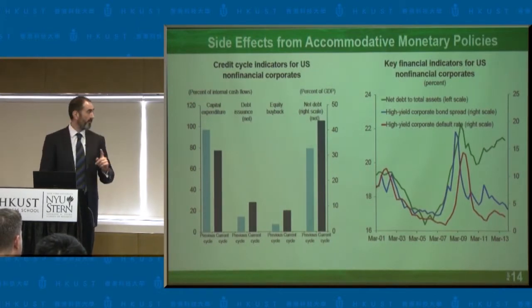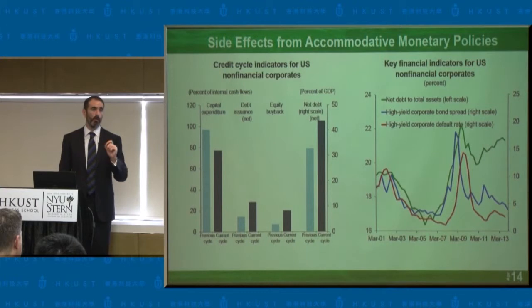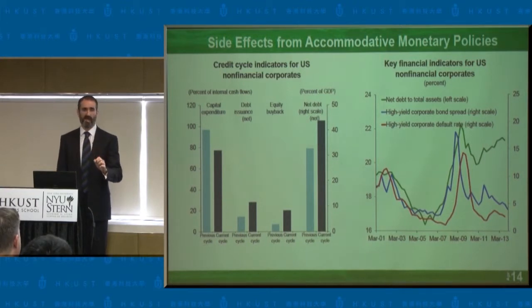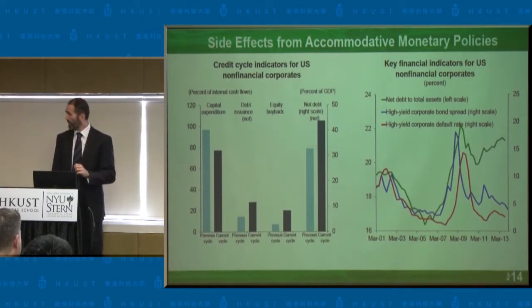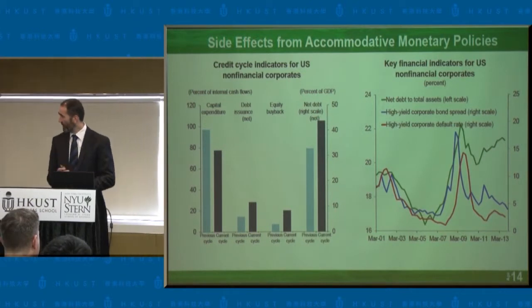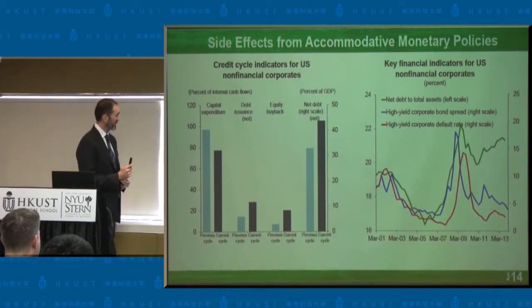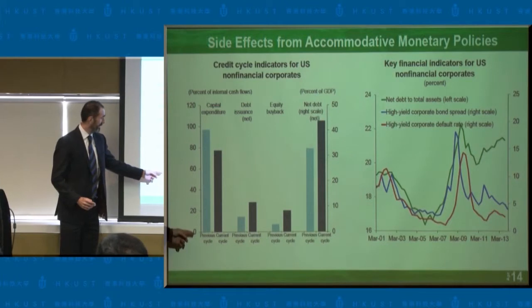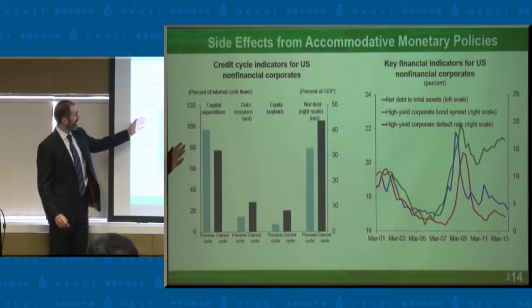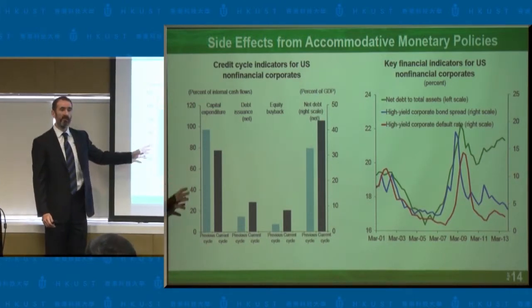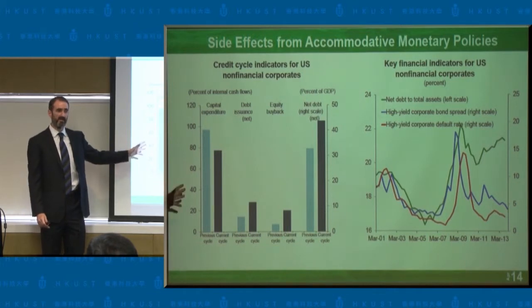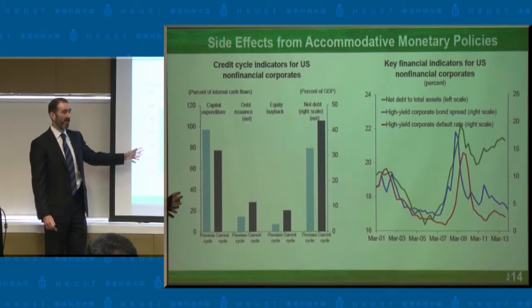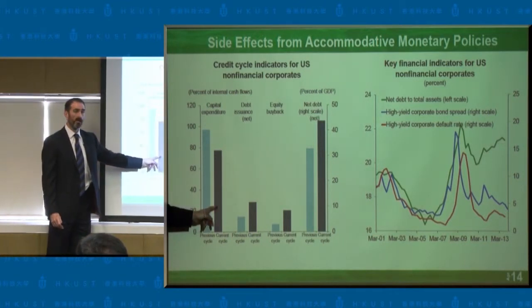What's perhaps even more interesting, though, is on the corporate debt side. This is where we've seen a lot of action in the US. So here we have a chart which shows quite a lot of information, actually. This is some indicators for the non-financial corporate sector in the United States. And it shows where we are today, which is the dark blue bar.